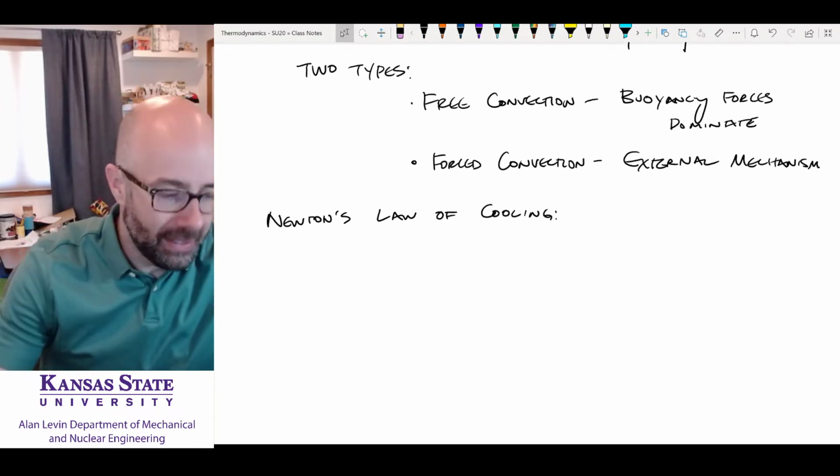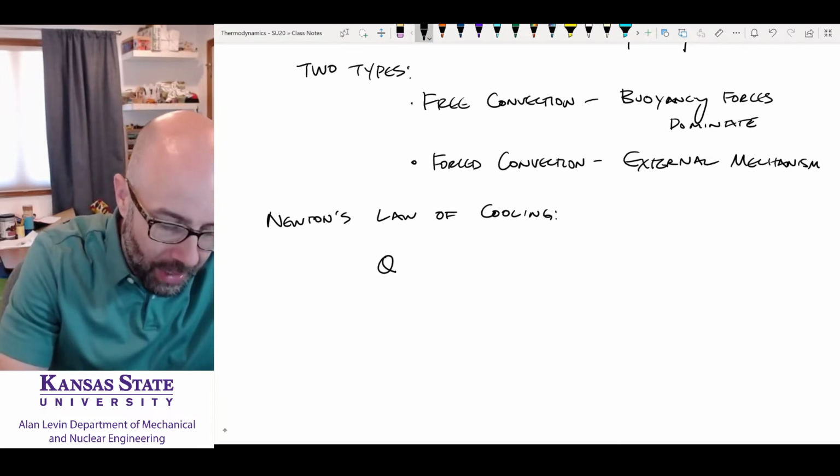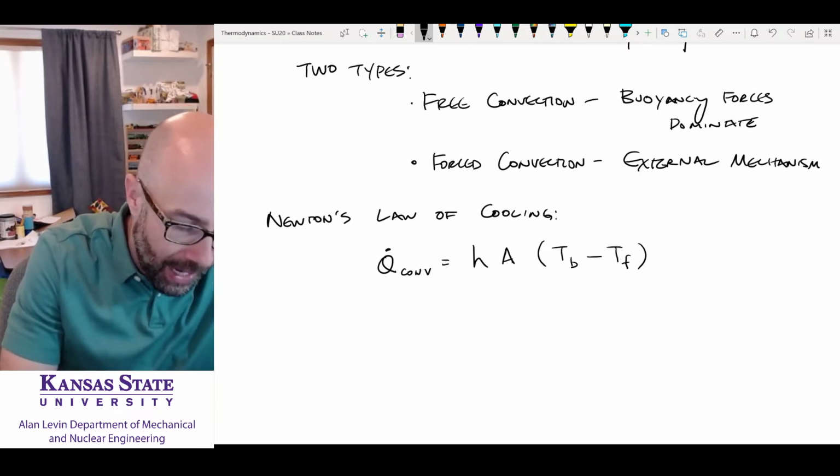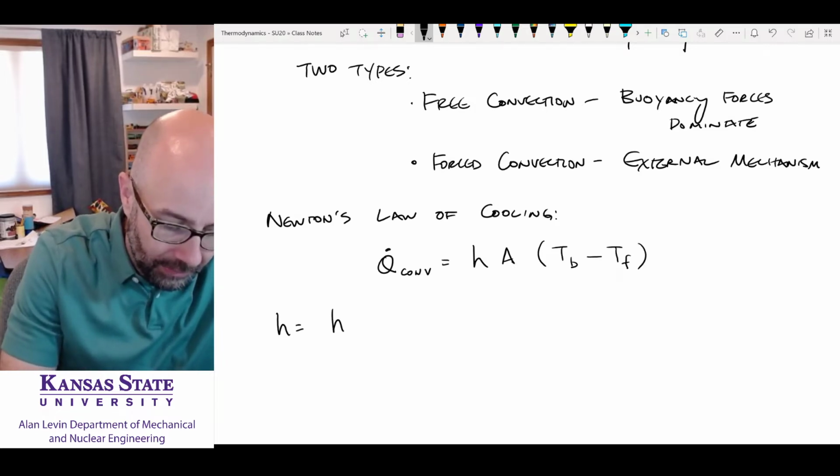Okay, so Newton's law of cooling is this. Q dot convection is going to be equal to hA times (Ts minus T infinity). And I'll tell you what these things mean here in a second. So h is going to be the heat transfer coefficient.